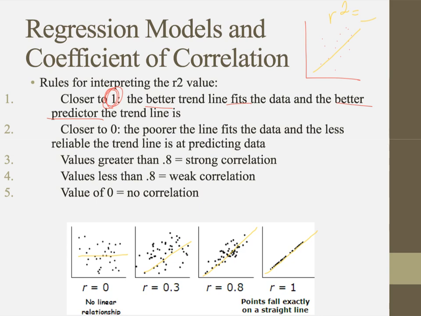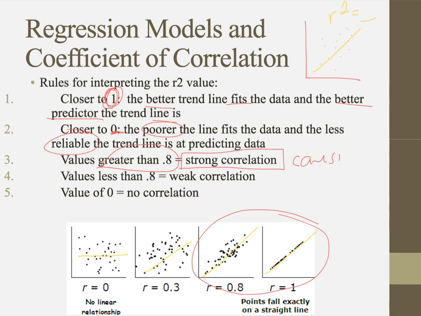So the closer to 0 we are, the poorer their fit is and the less reliable that trend line is at predicting the data. Now we have a couple of hard and steady rules for how we talk about this. If we have an R value of greater than 0.8, so something like one of these, then we say that's a strong correlation. Again, not causation.